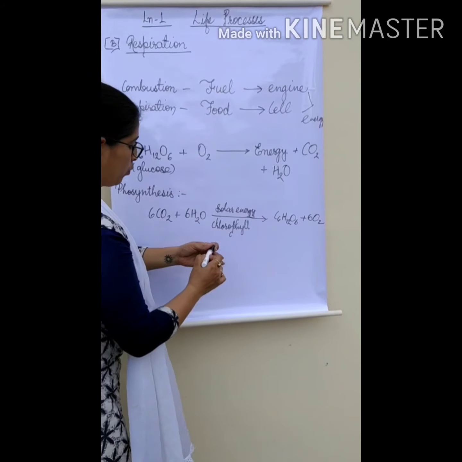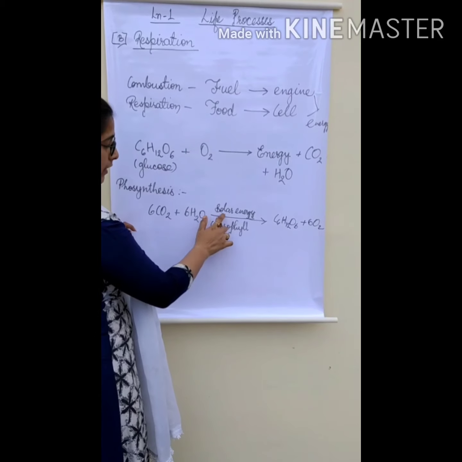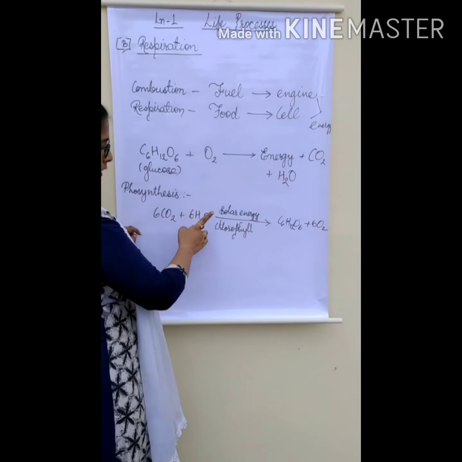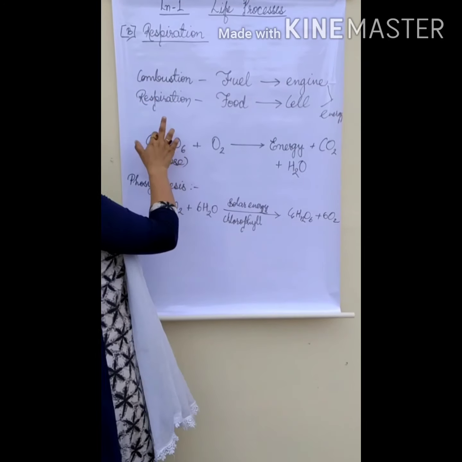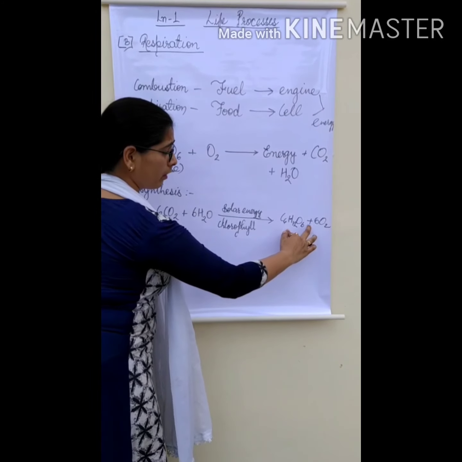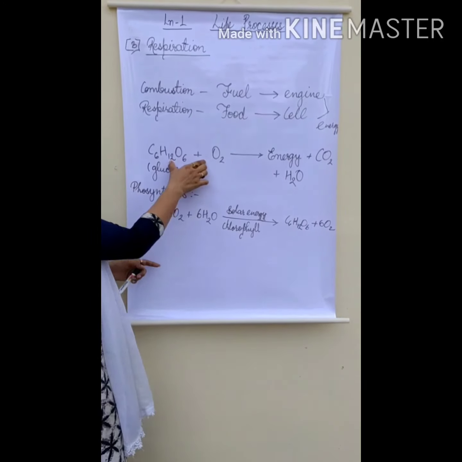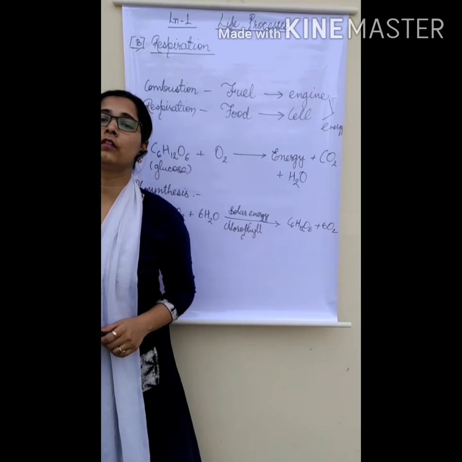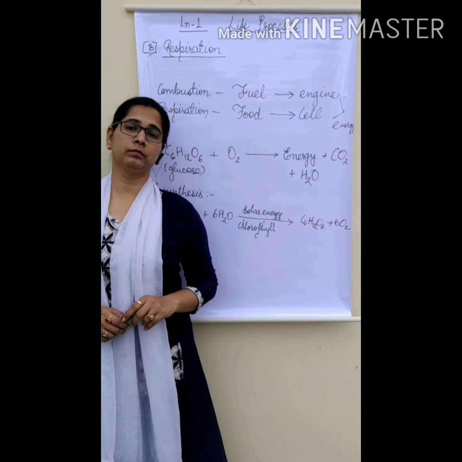Now, what are the products of respiration? Carbon dioxide and water vapor. And what are the reactants of photosynthesis? Carbon dioxide, water and solar energy. These are the products of the process of respiration. If you see the product of photosynthesis, it is the reactant of the process of respiration. So we can say that respiration and photosynthesis are the opposite of each other.